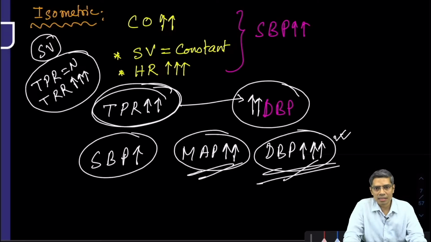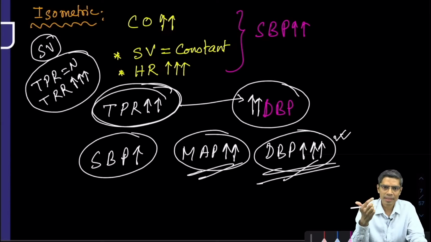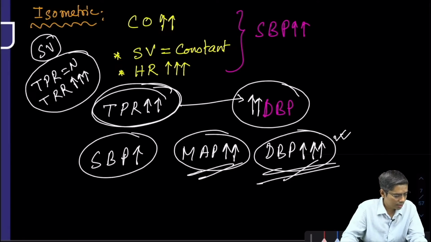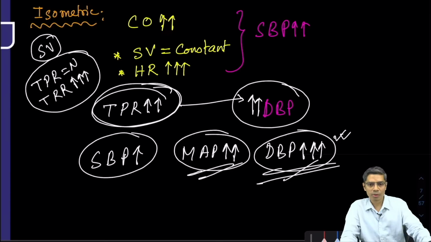There is a steady state condition. TPR increasing does not mean the blood flow will stop completely. That does not happen. TPR increase is not so severe that it will stop blood flow. There will be a little decrease in blood flow, but it will be there. But whenever TPR increases, diastolic blood pressure has to increase. Thank you so much. Okay, I hope all of you understood this.